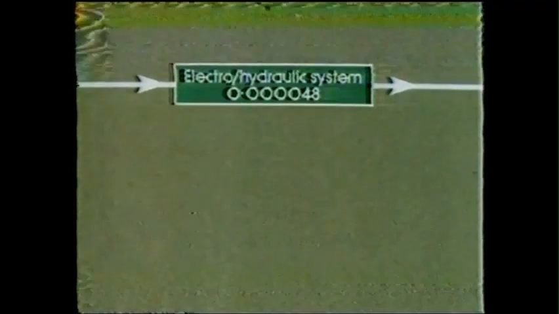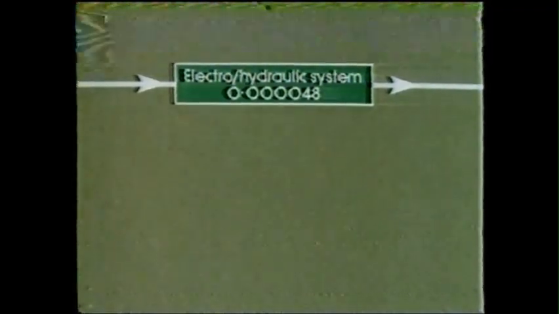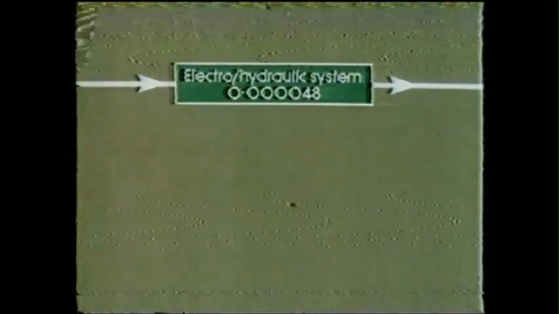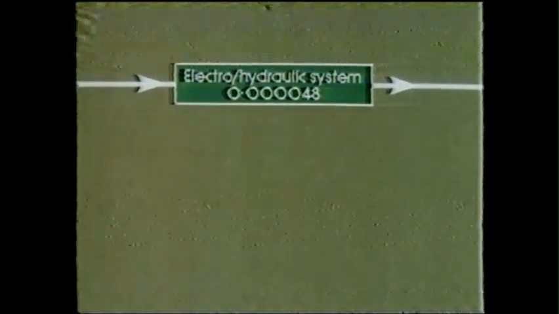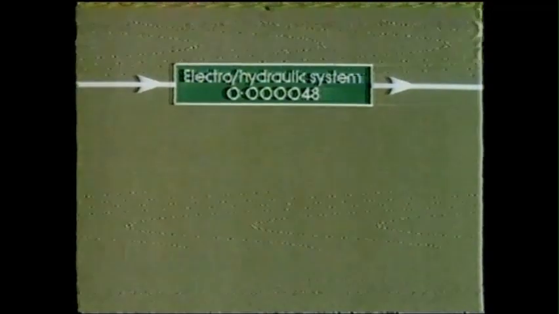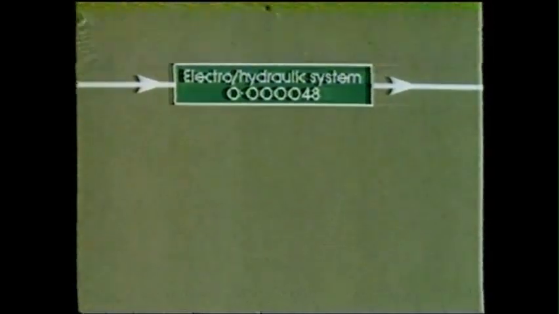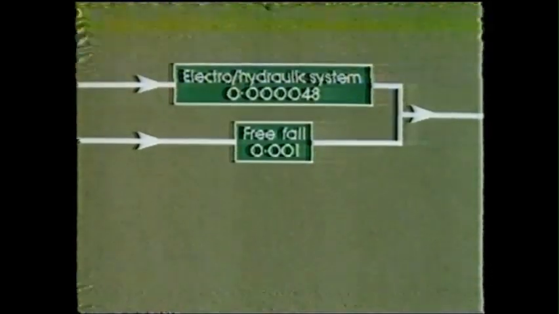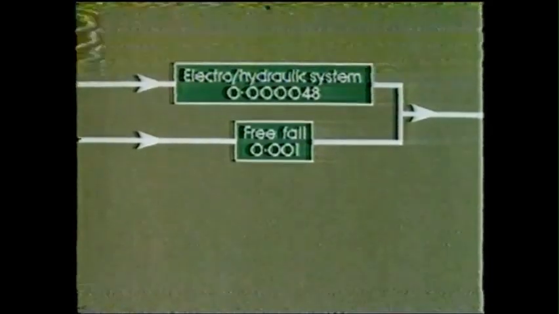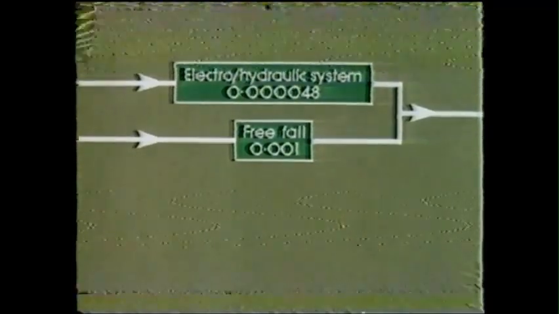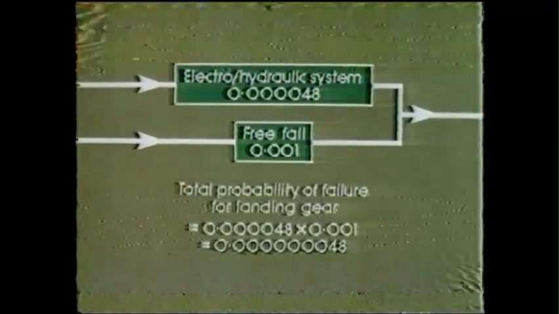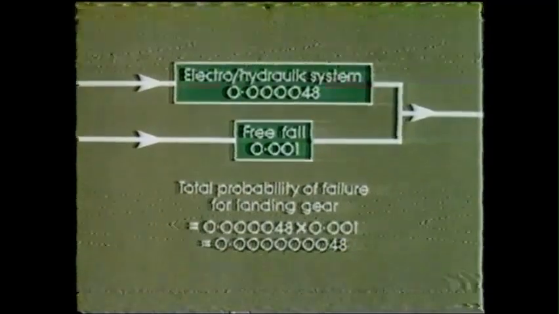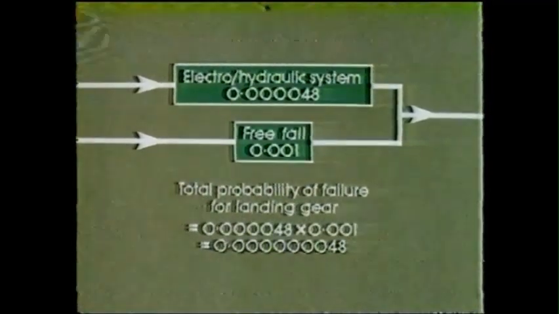Even though this probability is less than 1 in 20,000, it's still too large for the aircraft designer. But he has one more trick up his sleeve. A free fall system where the landing gear extends under gravity. This backup system acts in parallel with the electrical hydraulic system, and so the total probability of failure is the product, less than 1 in 10 million.